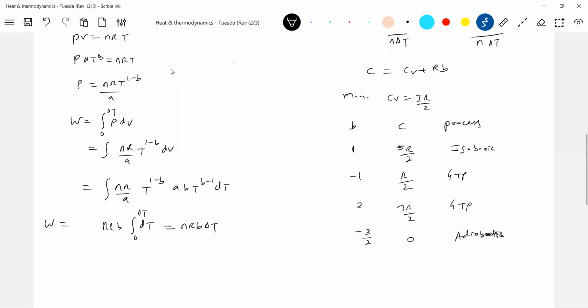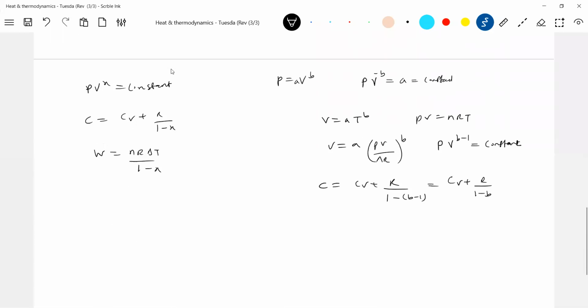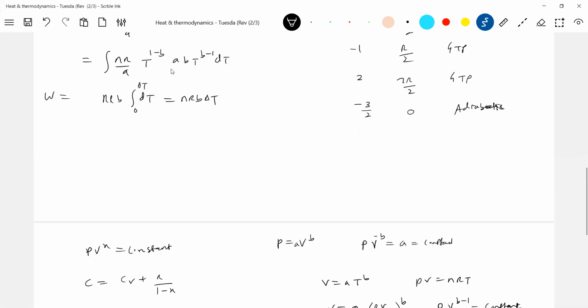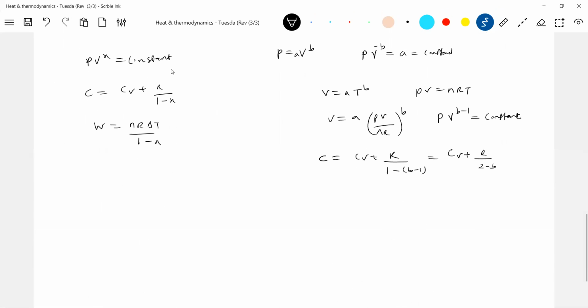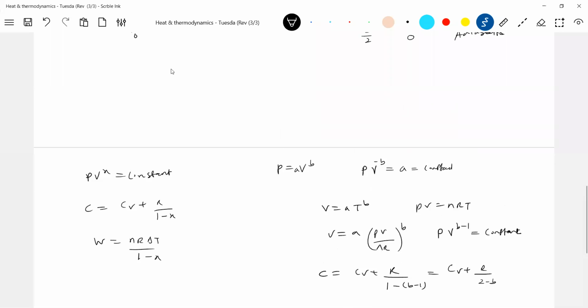Sir, in the denominator we'll get 2 minus b. Yeah, put b equal to 1. It should be 5R by 2, no? Substitute here, b equal to 1, and the same thing. Monoatomic gas, CV is 3R by 2. Then the required process, so b equal to 1 will be 2R. General thermal process.